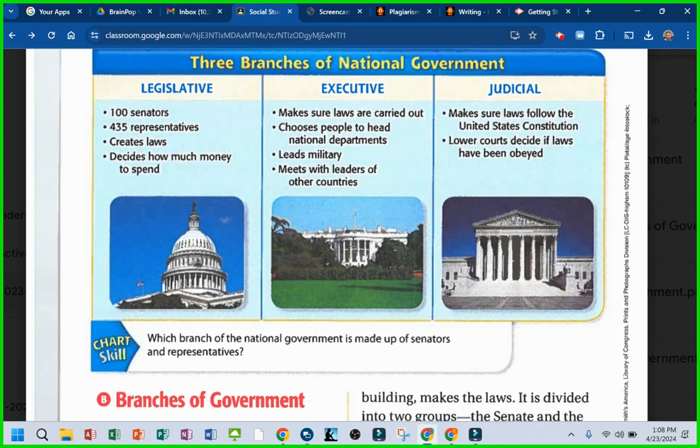The judicial branch, now, they make sure that the laws that the legislative branch comes up with are constitutional. In other words, they meet the requirements of the Constitution, right? Those new laws do. And if they don't, they label it unconstitutional. So they make sure that laws follow the United States Constitution. And then the judicial branch also is in charge of the lower courts, and they decide if the laws have been obeyed in the lower courts, right? All right.